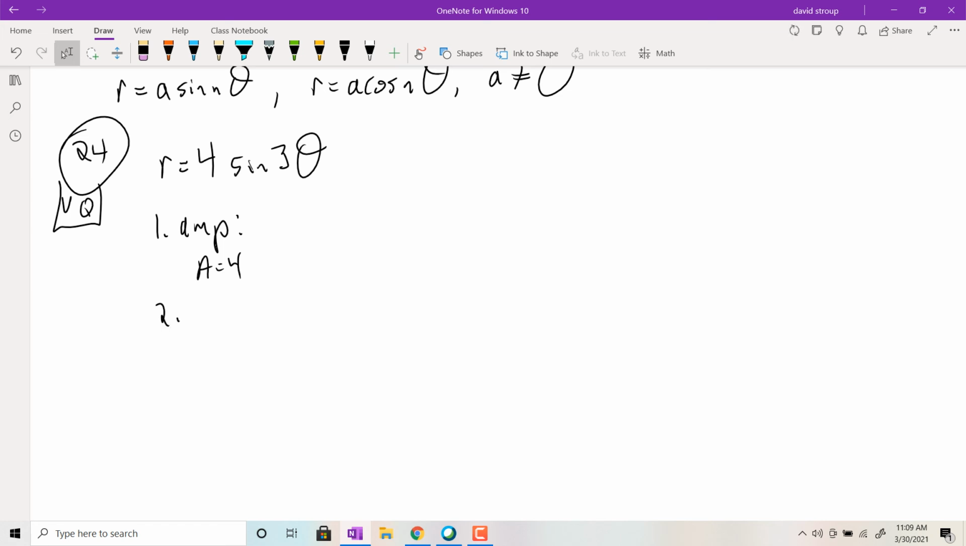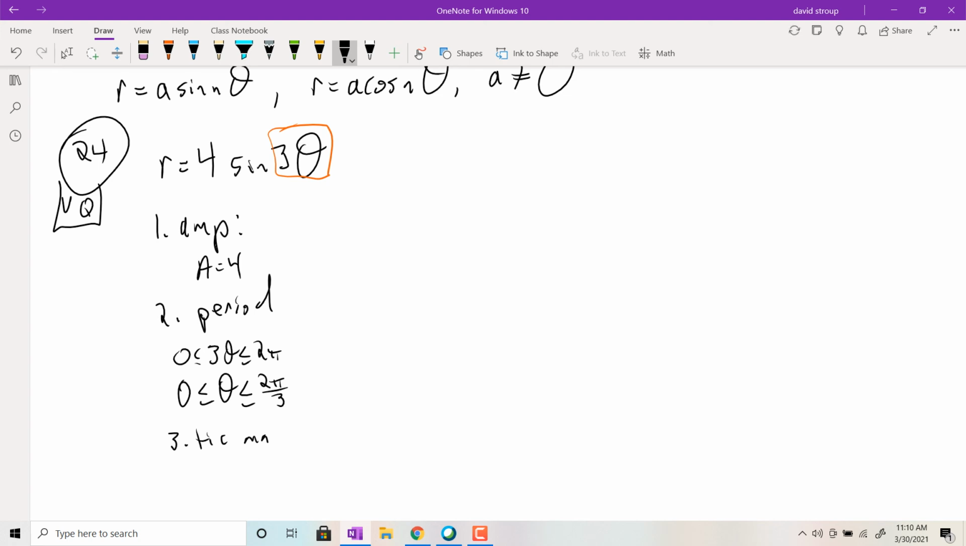Secondly, there's no phase shift, but the period is something we have to worry about, right? So we have to take the 3 theta and wedge it in between 0 and 2 pi, and then divide everything by 3, so you get 0 less than or equal to theta, less than or equal to 2 pi over 3. And then finally get your tick marks. So you just take 2 pi over 3 and divide it by 4, in other words, multiply it by 1/4. So that's going to end up being pi over 6, pi over 6's.